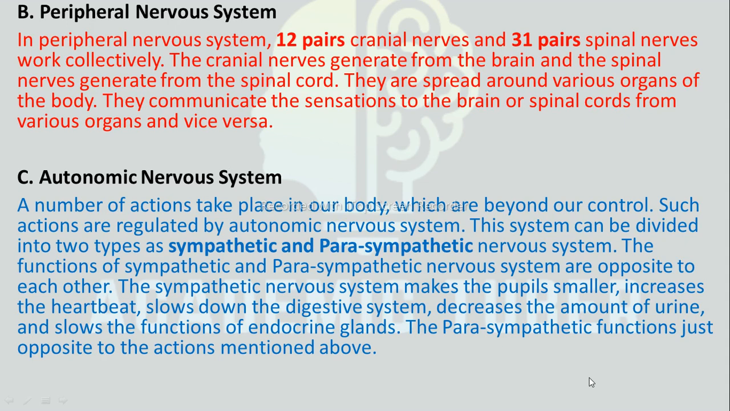The sympathetic nervous system makes the pupil smaller, increases the heartbeat, slows down the digestive system, decreases the amount of urine, and shows the function of endocrine gland. And the parasympathetic nervous system functions just opposite to the actions mentioned above.